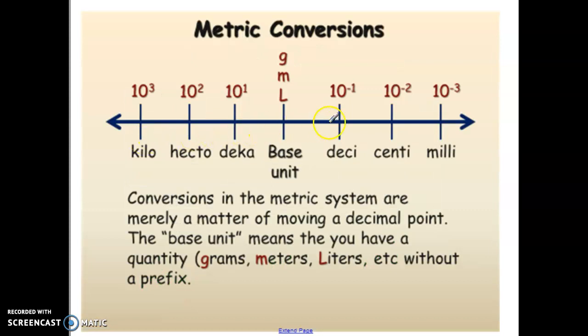So here are the metric conversions. The base unit here refers to the original unit without any prefixes. So for example, I put here a gram, a meter, and a liter.